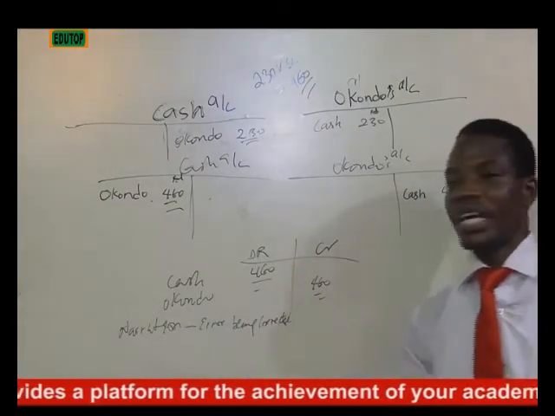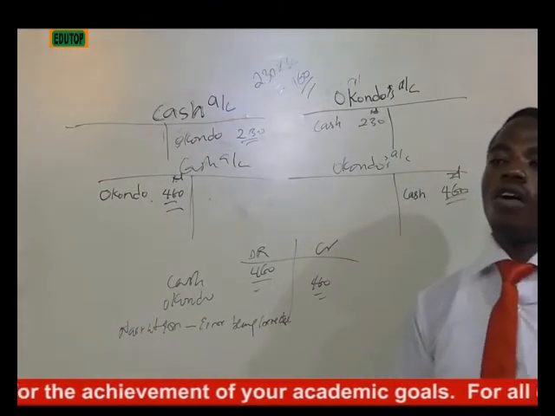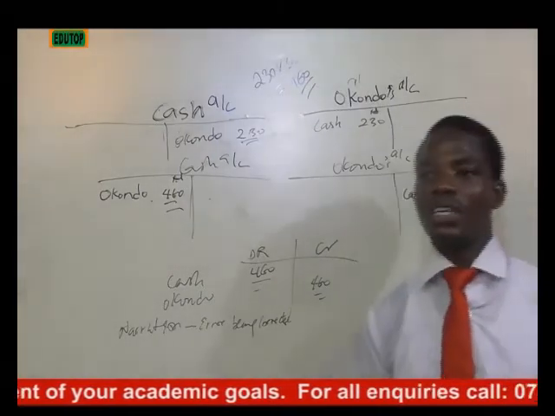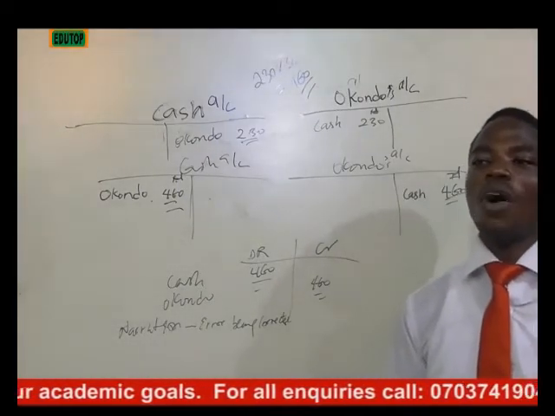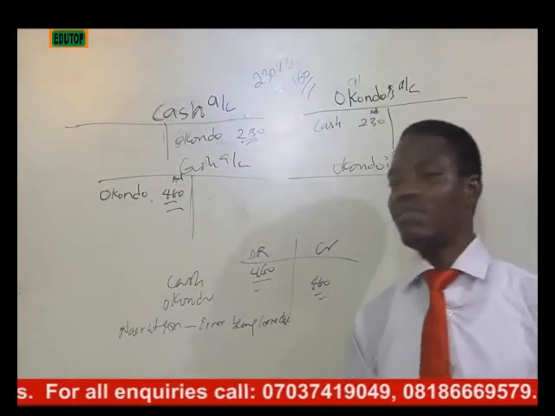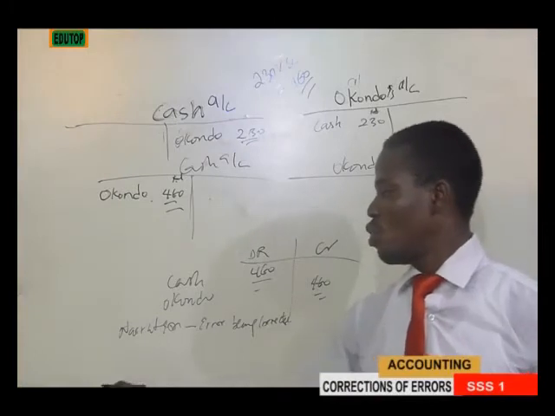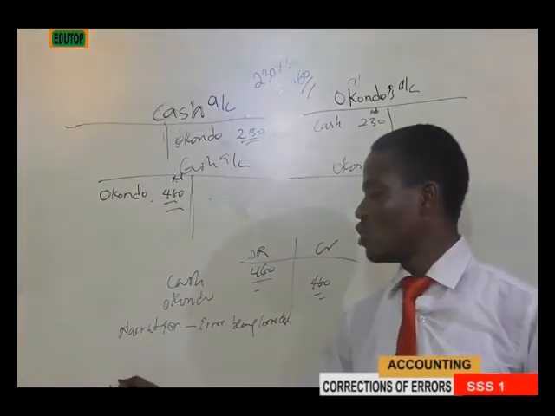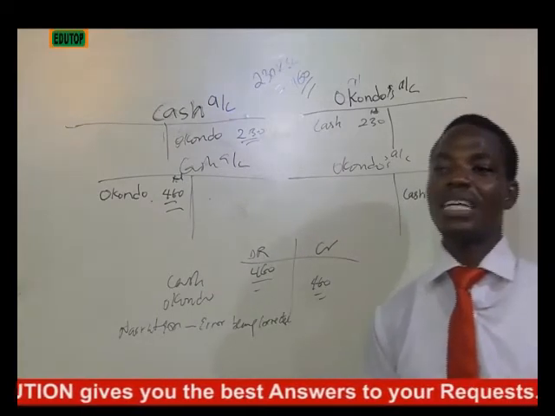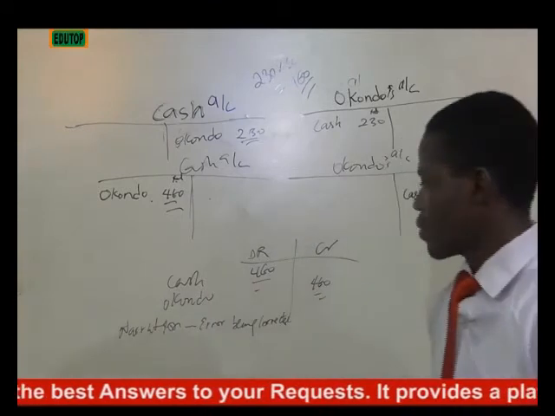Then we'll be talking about error of duplication. This error occurs when the same transaction is recorded more than once in the book of account. I want you to note this very well. It is when you're supposed to write 300 and you wrote 600. He said error occurs when the same transaction is recorded more than once in the book of account.